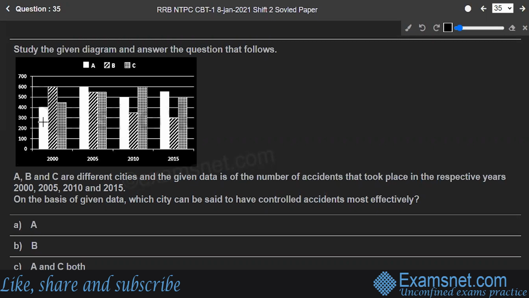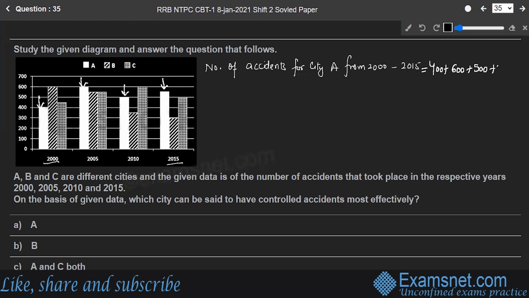First of all, the number of accidents that took place in city A from year 2000 to 2015 are 400 plus 600 plus 500 plus 550. That is equal to 2050.